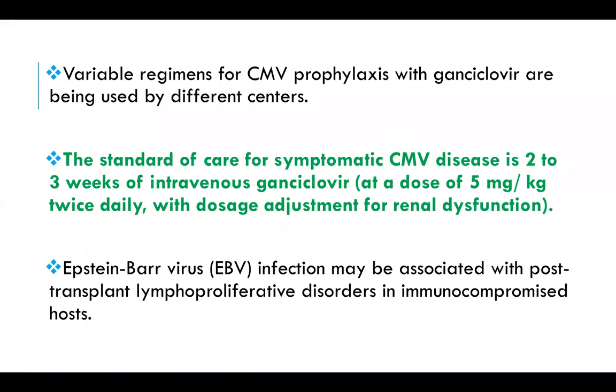The standard of care for symptomatic cytomegalovirus disease is 2 to 3 weeks of IV ganciclovir at a dose of 5 milligrams per kg twice daily, with dose adjustment for renal dysfunction. Epstein-Barr virus infection may be associated with post-transplant lymphoproliferative disorder in the immunocompromised host.